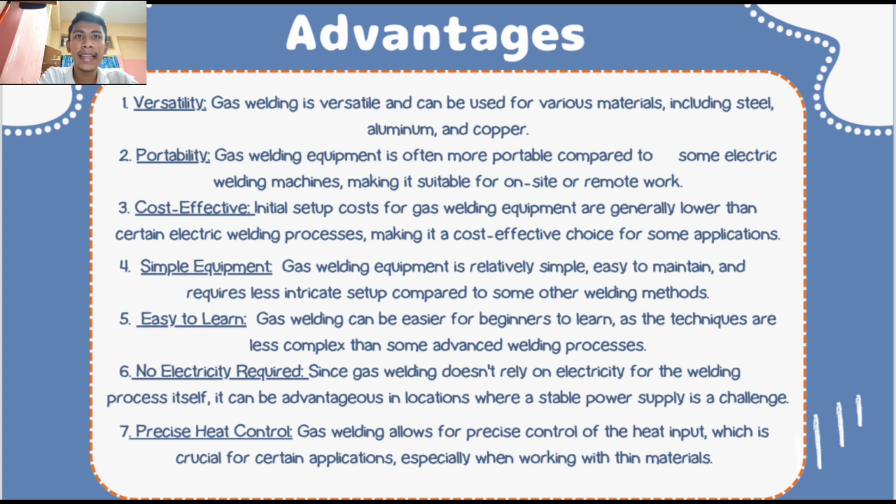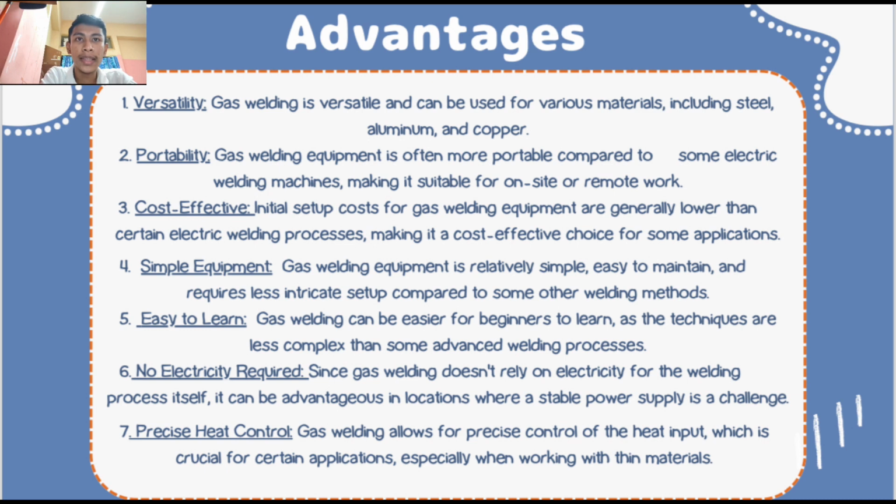First, versatility. Gas welding is versatile and can be used for various materials including steel, aluminum and copper. Second, portability. Gas welding equipment is often more portable compared to some electric welding machines, making it suitable for on-site or remote work. Third, cost effective. Initial setup costs for gas welding equipment are generally lower than certain electric welding processes, making it a cost-effective choice for some applications.